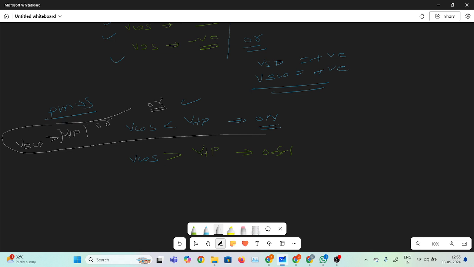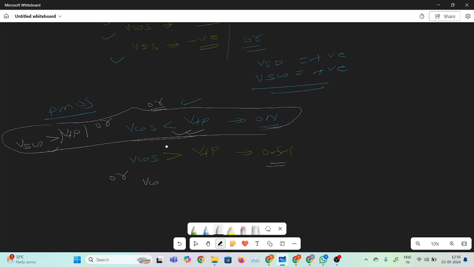But mostly for analysis of the inverter I will use this form. Okay, no problem. You can also write VSG greater than mod of VTP, otherwise VGS less than VTP. Here I will not use any mod. I will use the same negative values. I hope you understand. If VGS is greater than VTP, it will be off. Here you can also write it in the form of the mod expression.